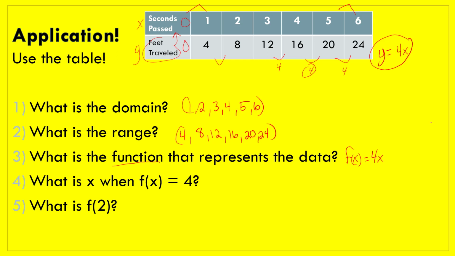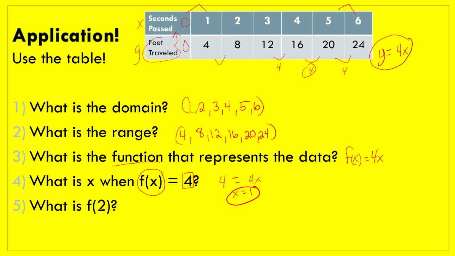What is x when f of x is equal to 4? Right, this is one of those options where we're taking this f of x value and substituting it with 4. So over here, f of x is getting replaced with 4 equals 4x. We divide both sides by 4, and x is equal to 1.